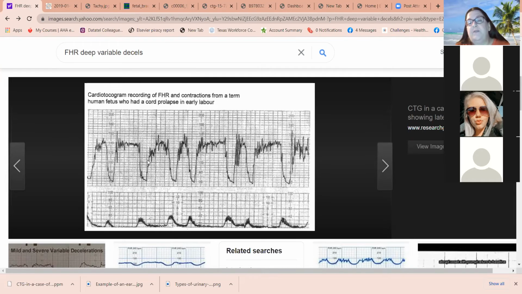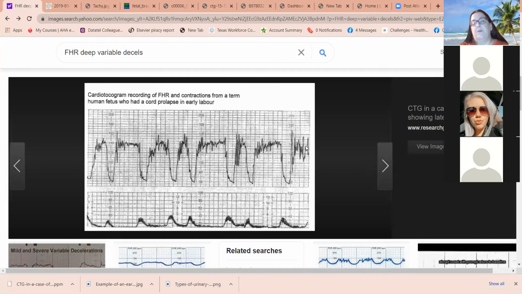Okay, there's cord compression, because moderate variability in between shows that the fetus probably has pretty good placental perfusion. And these big, deep, sudden drops are the cord getting compressed. But the cord is getting compressed pretty badly every single contraction. According to the legend here, it says this is a term human fetus with a cord prolapse in early labor. So this is going to have to be a C-section.